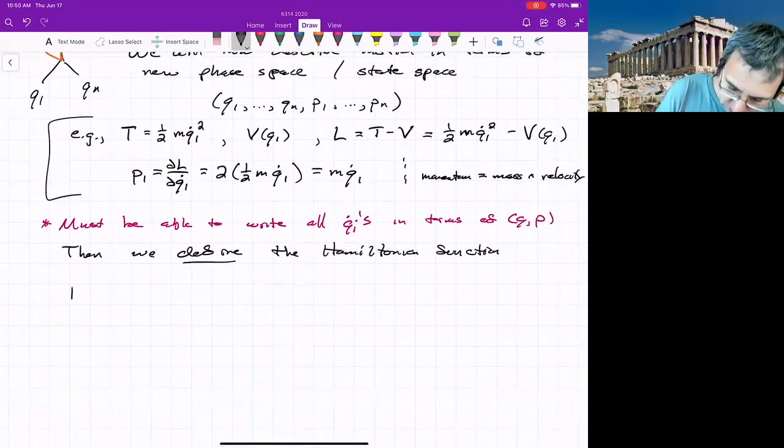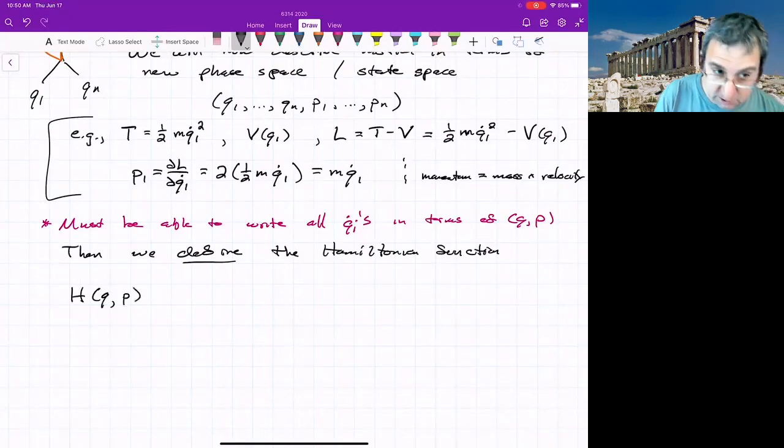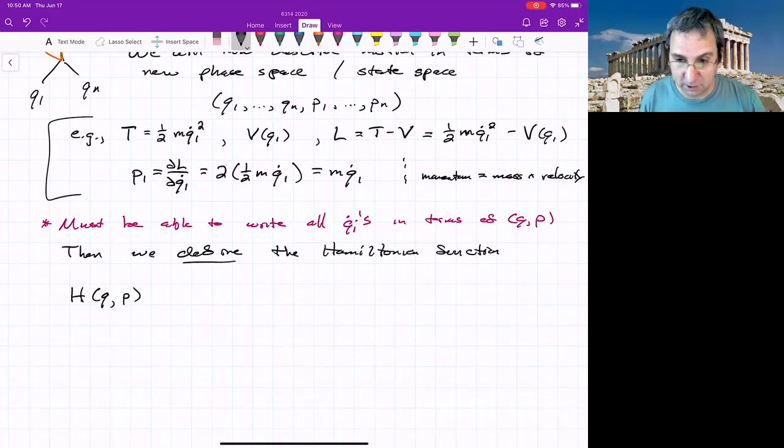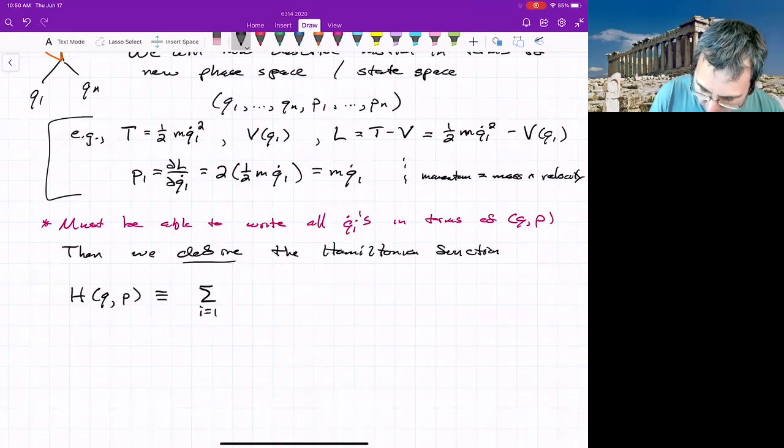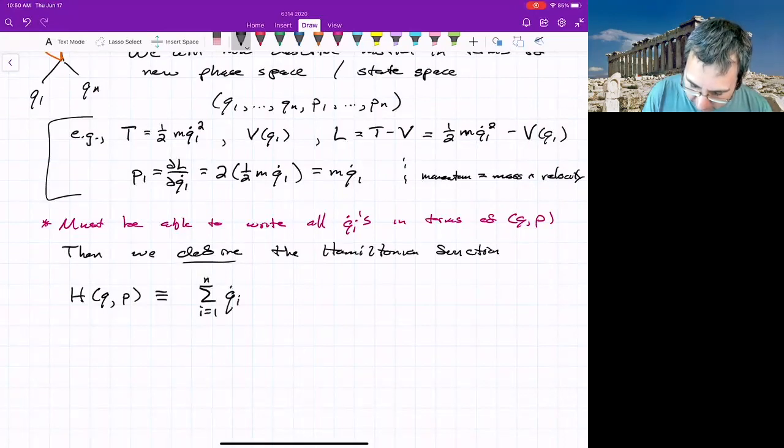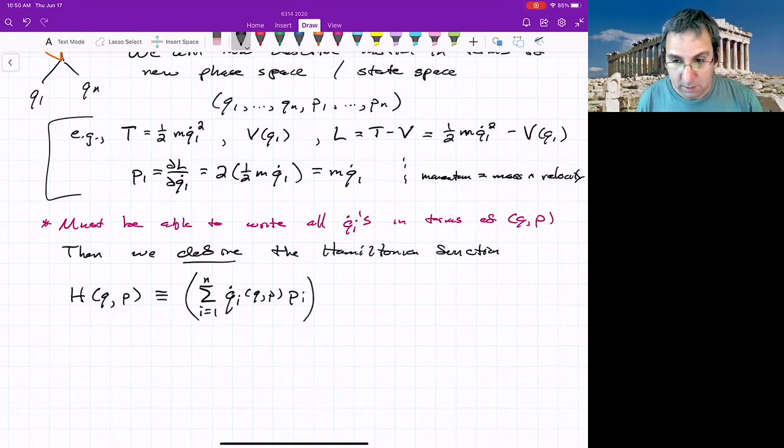I'll write it this way, H, and H has to be a function of just Qs and Ps. So you can't have the Qi dots in there anymore. And this is going to be a sum from 1 to N of the Qi dot, but now written in terms of the Qs and Ps, times Pi. So you have that sum, and that'll end up being something just in terms of Qs and Ps.